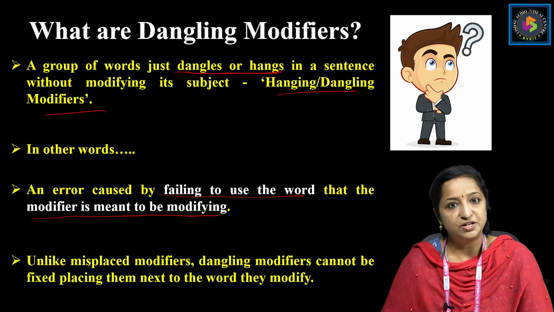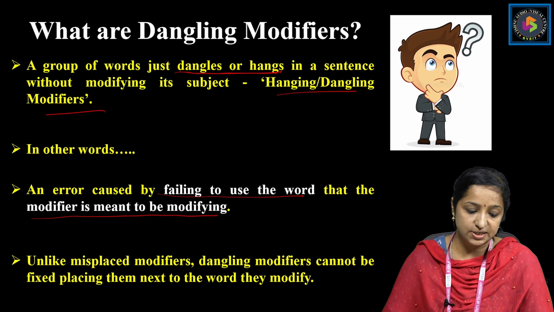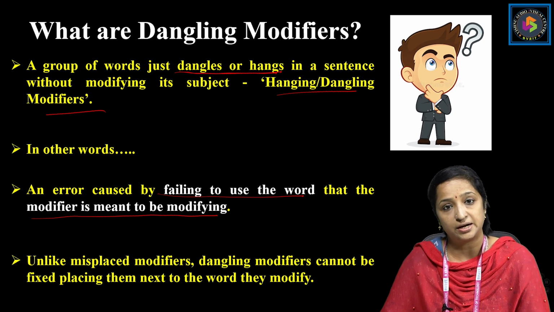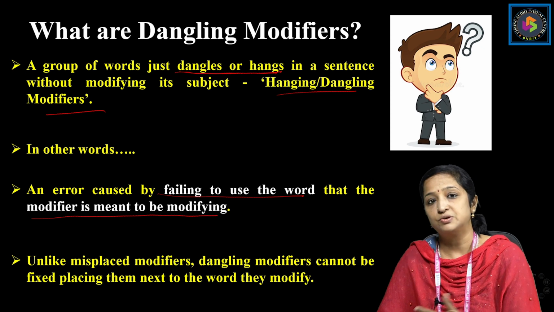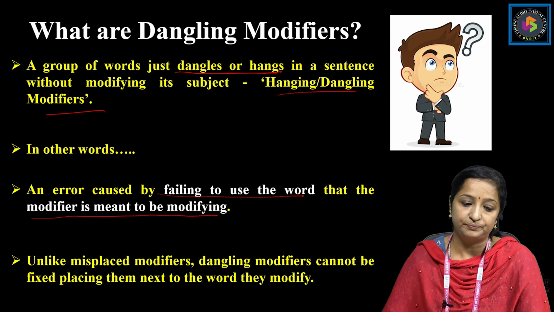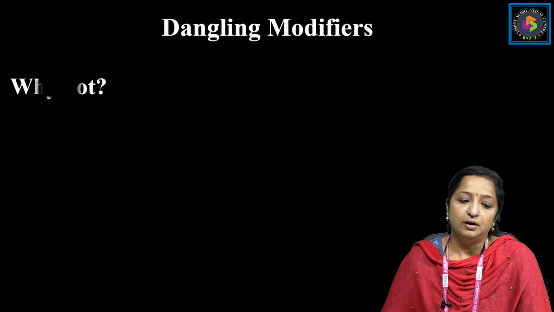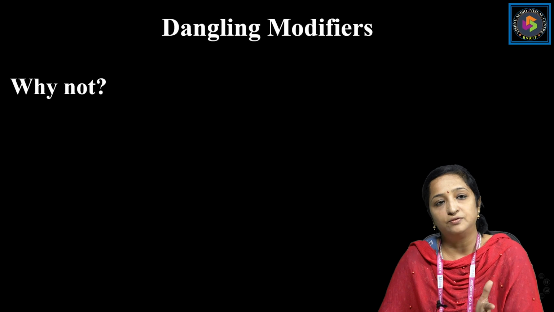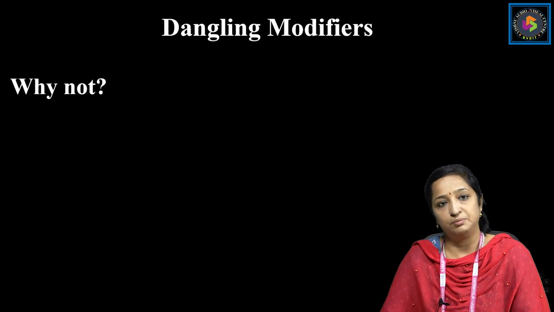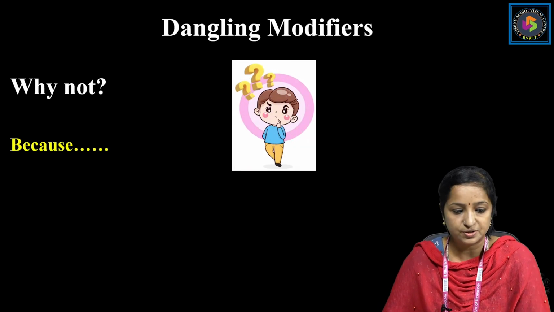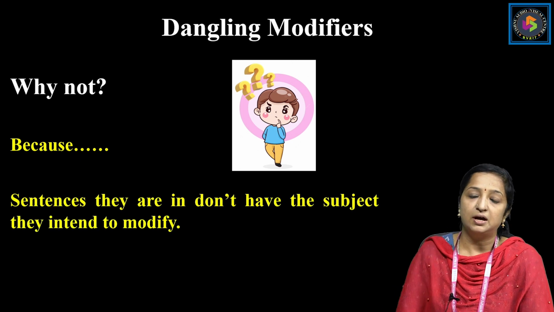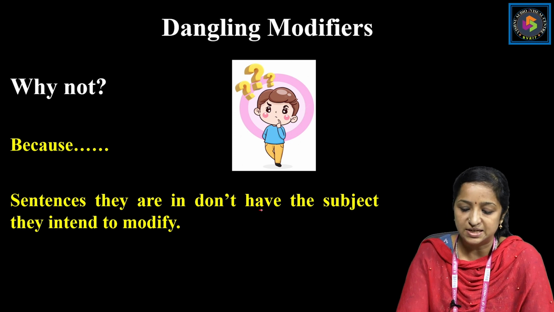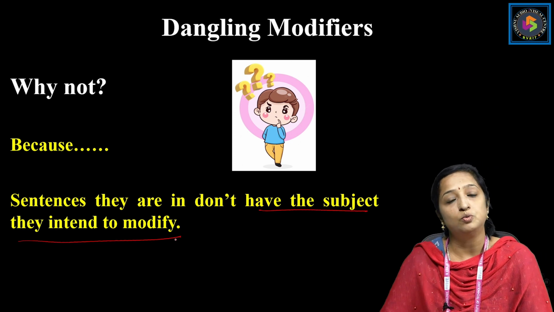Unlike a misplaced modifier, a dangling modifier cannot be fixed in one place. It may come at the starting of the sentence, or the middle of the sentence, or at the end of the sentence. Why? It can be in the middle, at the start, or at the end, because such sentences don't have the subject which they intend to modify.